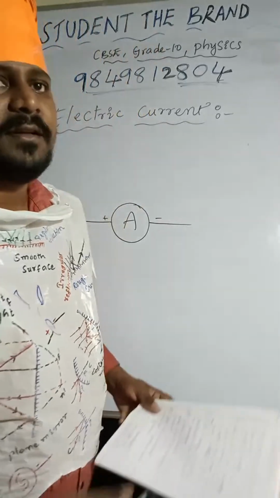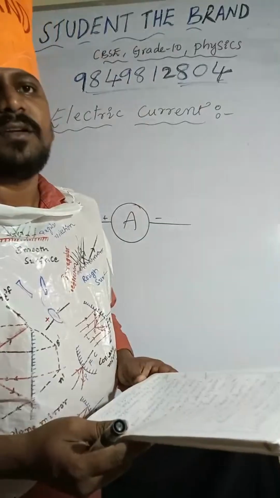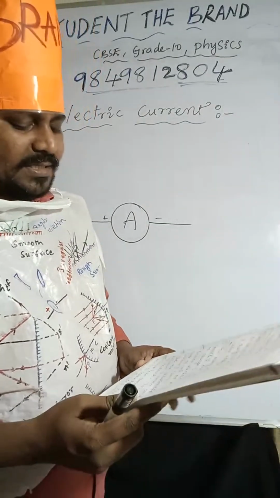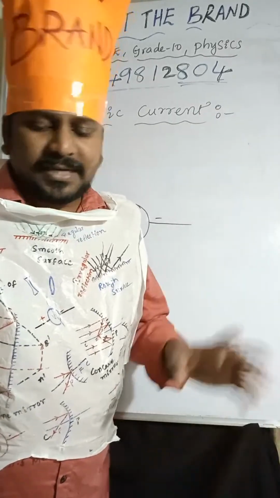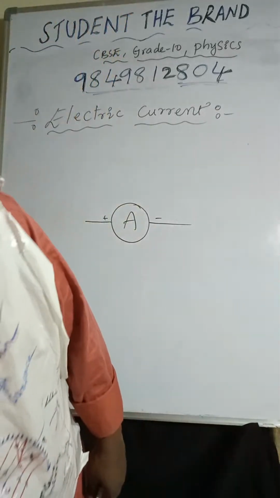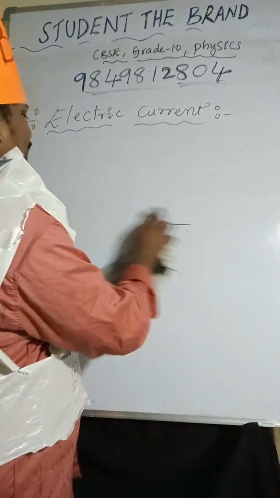What is an ammeter? How is it connected in a circuit? Ammeter is a device which is used to measure the electric current in the circuit. So it will be connected in series combination.